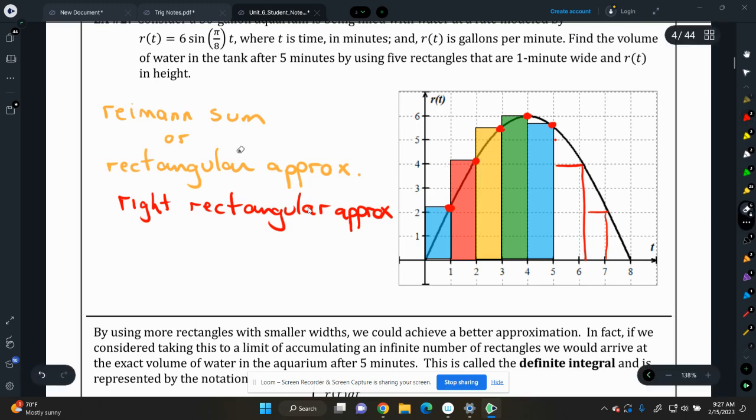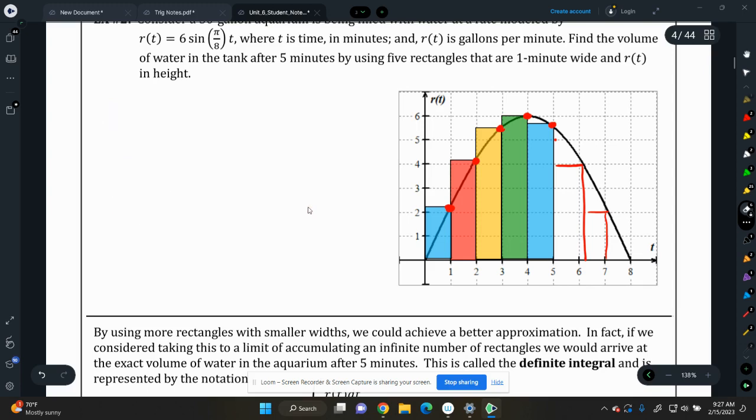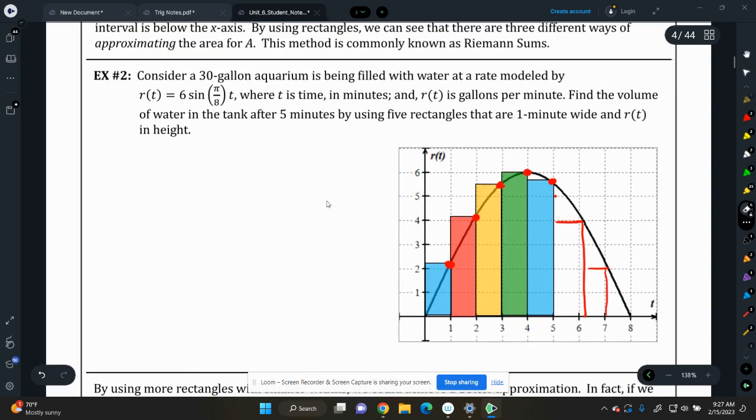So let's work through this particular example. It says consider a 30-gallon aquarium being filled with water at a rate modeled by R of t, which is a sine function. R of t is in gallons per minute. Find the volume of water in the tank. So we're looking for the total amount of water in the tank.